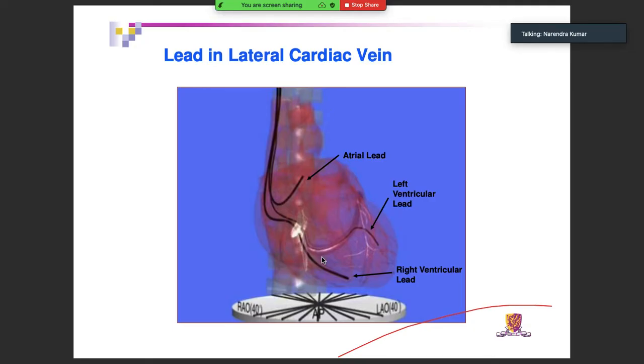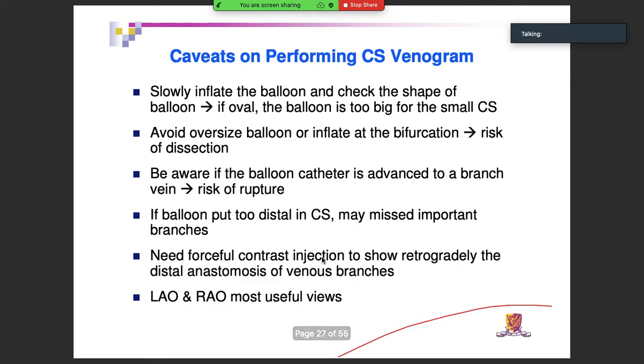And then our own leads as well of the pacemaker. So it will be the atrial lead, RV lead and the LV lead. So there can be some problems as well.